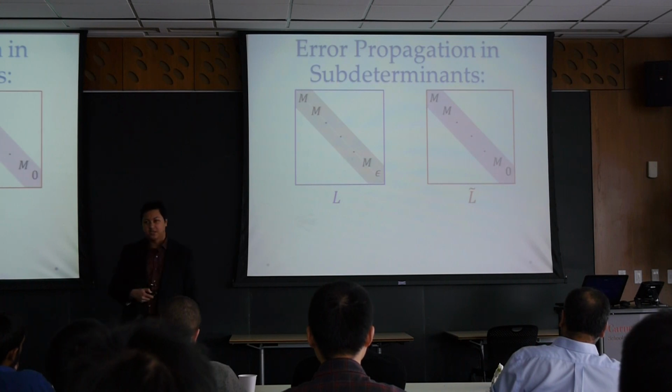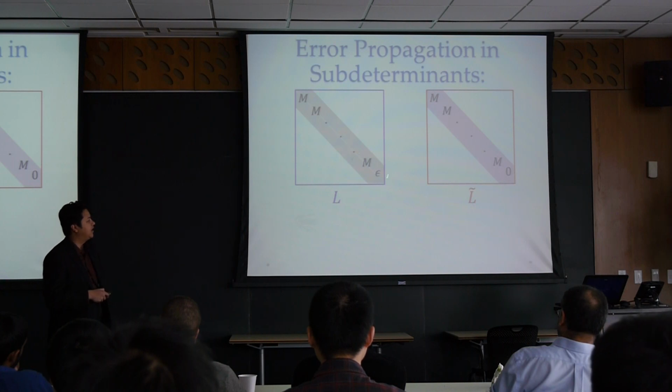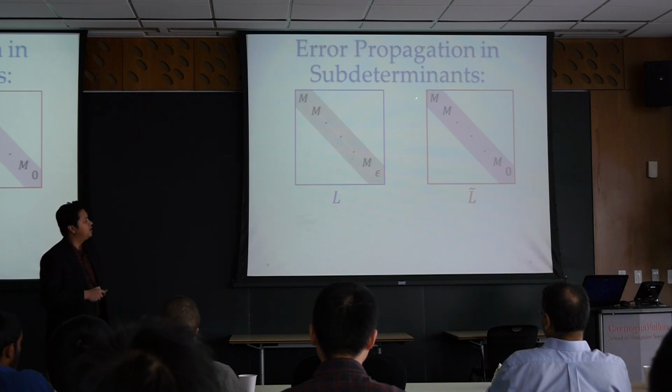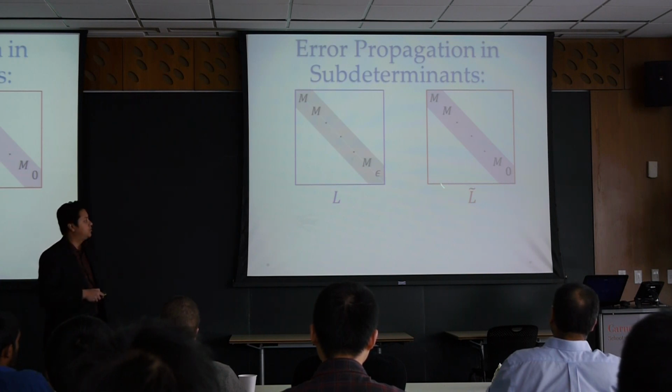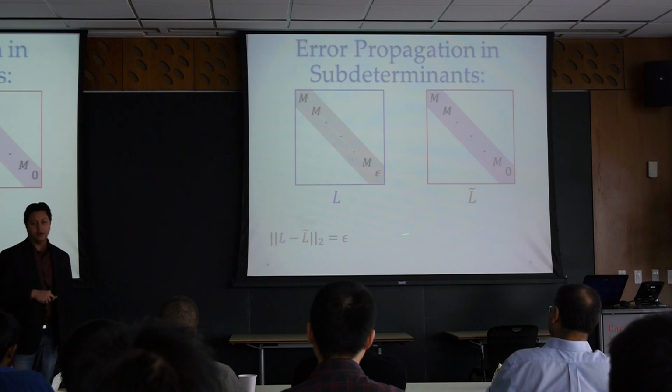To give you an example of why this is a huge problem, here's a very simple toy example. Here's a matrix with a diagonal with a large value m and epsilon in the last diagonal entry. Let's say that's going to be our approximation, L tilde. This is the best you can do: you preserve all the big values on the diagonal and approximate that epsilon with 0. This will give you a rank that's one smaller. That's the best you can do in terms of the norm error, which is epsilon.